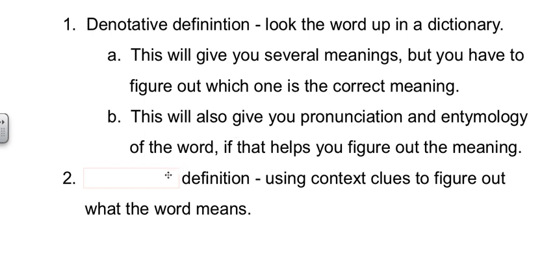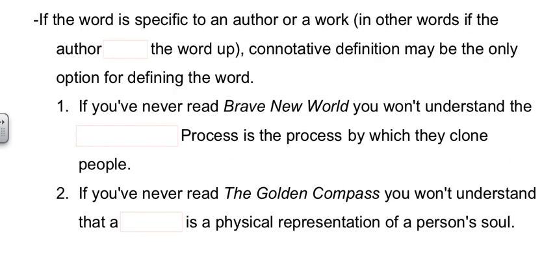The other way of figuring out the meaning is to use a connotative definition. This means using context clues to figure out what the word means. Context clues are the rest of the words in the sentence that are going to help you figure out what that word means. You use those all the time as well.